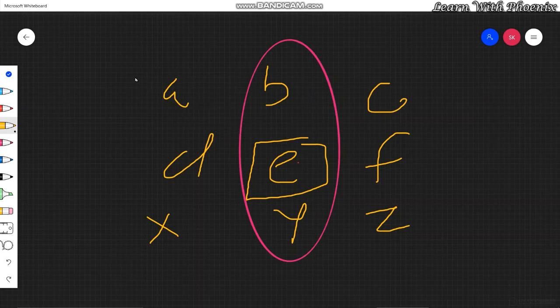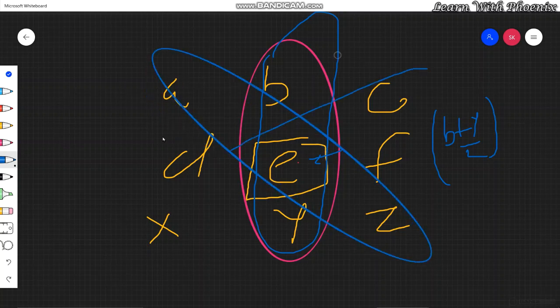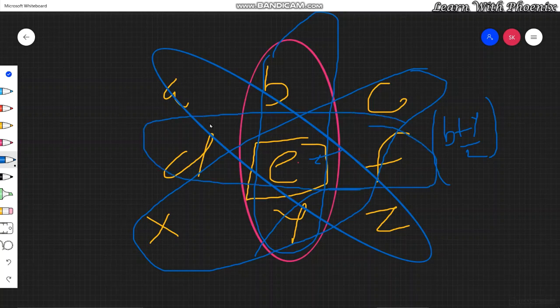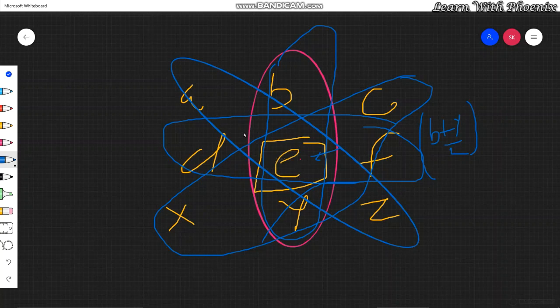There are only 4 possibilities. For this to be an AP, this middle element has to be (b plus y) by 2. If you don't know why this is (b plus y) by 2, I would recommend you to go through the basics of arithmetic progression, because for this question, the concepts of AP are more important for you right now. For those of you who know, let's move further. The other possibilities are these 2 diagonals. So the 4 possible integers are (b plus y) by 2, that is one integer, (a plus z) by 2, that is another, (x plus c) by 2, and (d plus f) by 2. These are the 4 possible values that can be placed in the middle element.